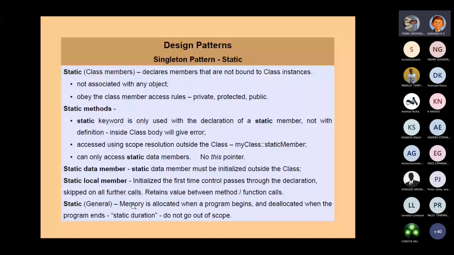And that is why a static method can only access static data members, because if your data member is not static, then its memory would not be allocated when the program begins, but the memory for the static method would be allocated, and you would then be in a position where your static method could call a data member that actually doesn't exist yet because it hasn't been initialized. So once you have a static method, it can only access static data members. So that's just a bit of background about static. And it's quite important for the singleton pattern.